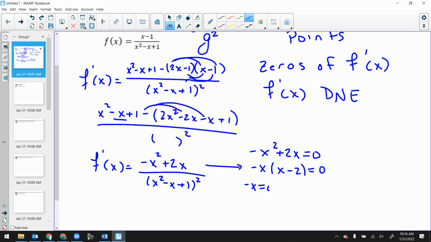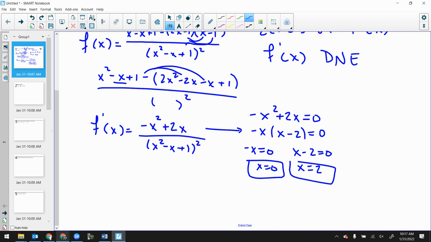So negative x equals 0, x minus 2 equals 0. So x equals 0, x equals 2. Those go on my answer blank. But I can't stop there. Because this is a rational function, the derivative could not exist where the denominator equals 0. So I have to set the denominator equal to 0. X squared minus x plus 1 squared equals 0. Now, to undo this may seem like, oh man, I got to square that whole thing. No. If I square root 0 over to the other side, it's just going to be 0. So this is essentially the same thing.